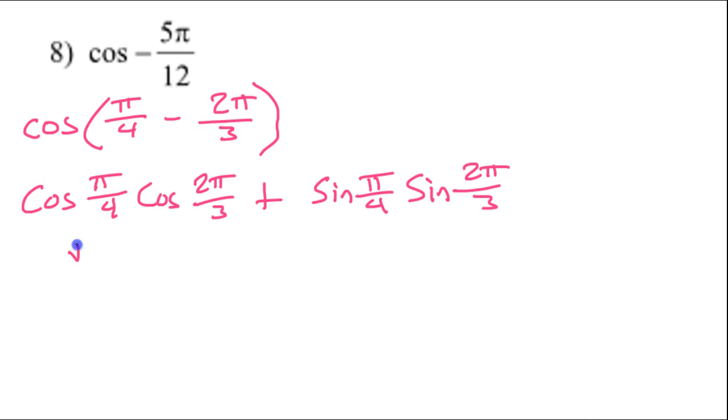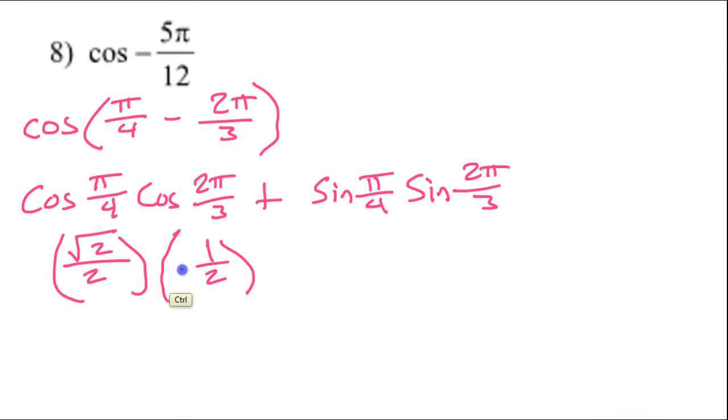Cosine of pi over 4, that is radical 2 over 2. Cosine of 2 pi over 3. Well, the reference angle is pi over 3, so let's start with that. The cosine of pi over 3 is 1/2. So it's just a matter of, will it be positive 1/2 or negative 1/2? Well, 2 pi over 3 is right here in the second quadrant. Cosine is negative over there because it's an x value, it's to the left.